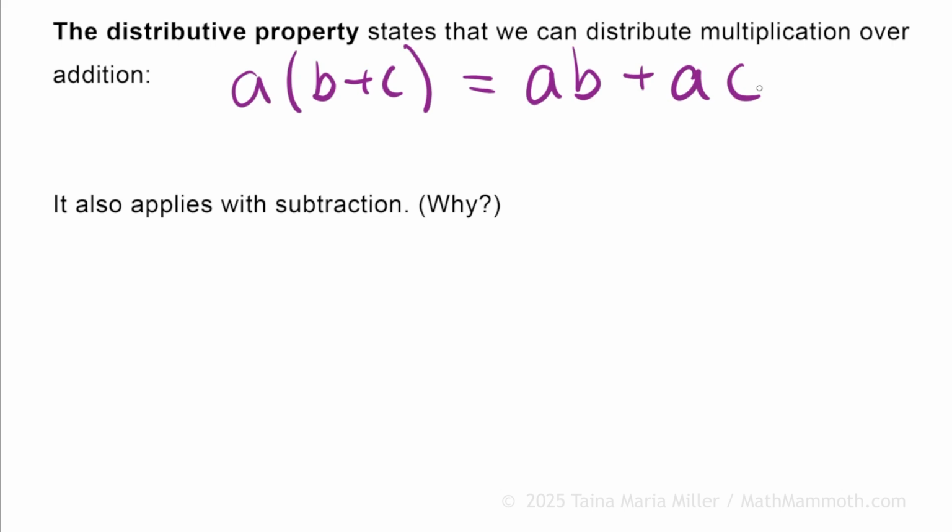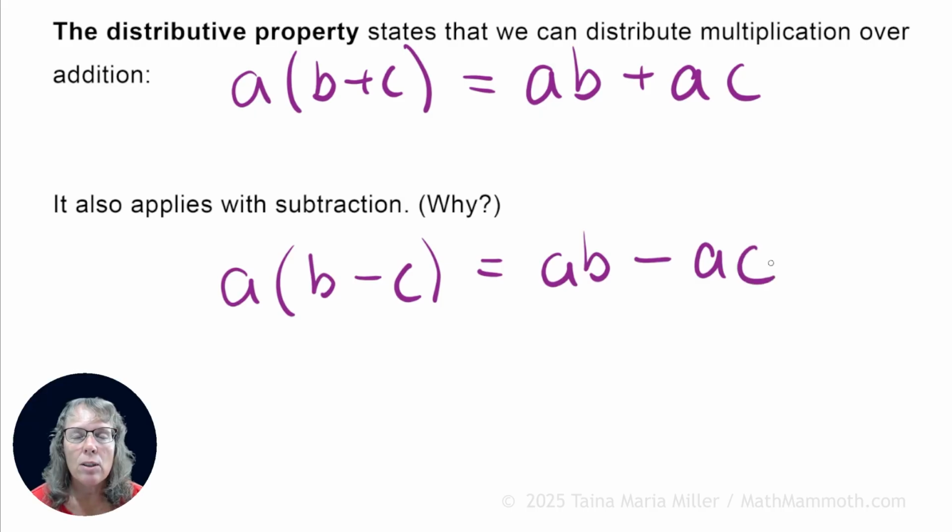It also applies with subtraction. So let me write it. A times the quantity B minus C equals AB minus AC. Why does it also apply with subtraction? Because any addition can be changed into subtraction. Any addition is the subtraction of the opposite number.